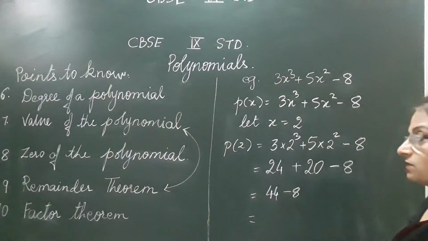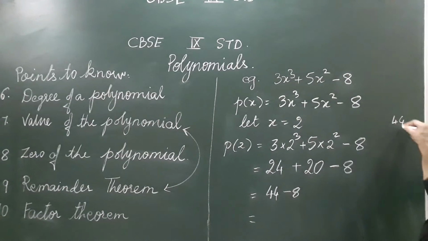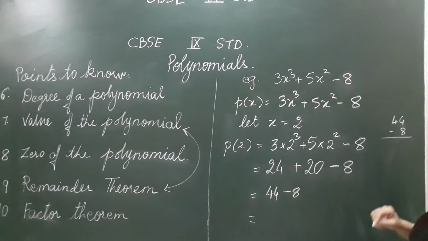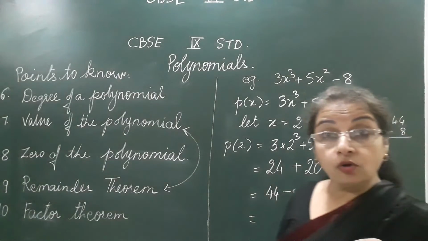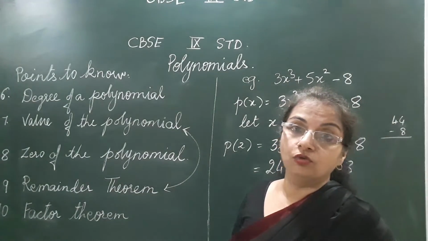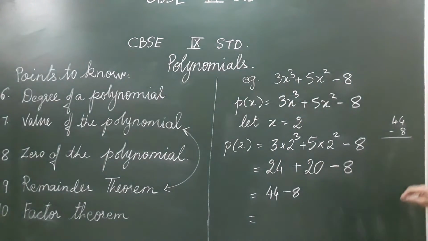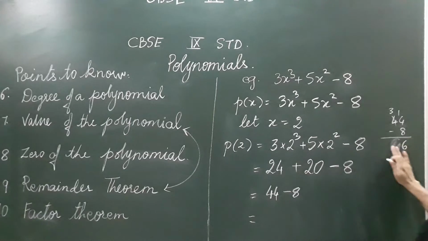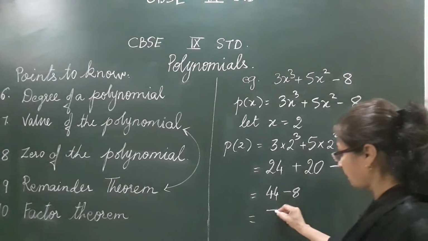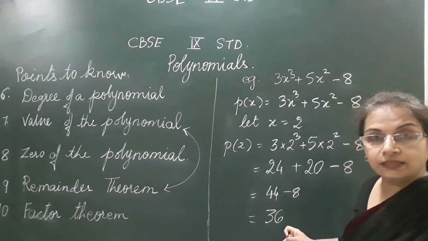What will the answer be? You may do it orally, but sometimes because of being overconfident, small sums also go wrong and then we lose marks there. So, I am getting the value as 36.